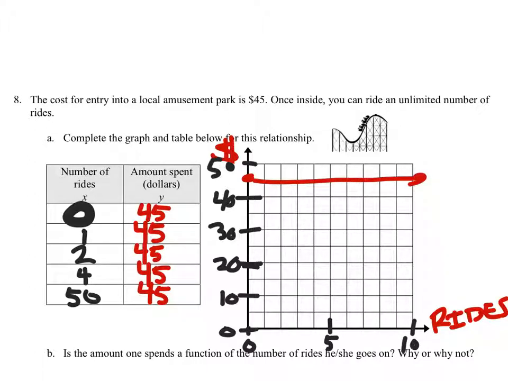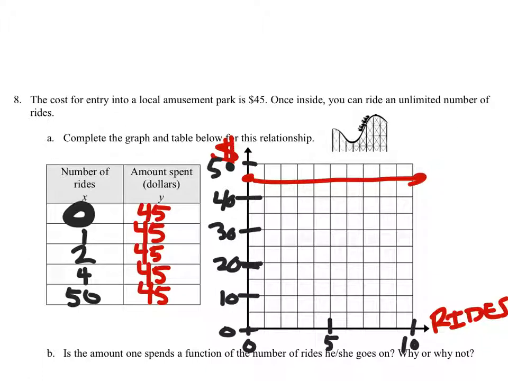What's wrong with this graph, though? It's horizontally straight. It doesn't have a slope, but it's still a function. The y-intercept is 45, right? It's still a function, right? It is a function.